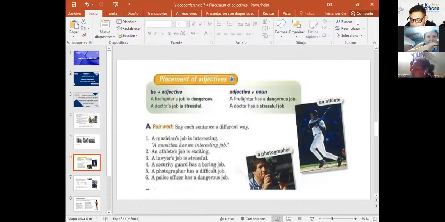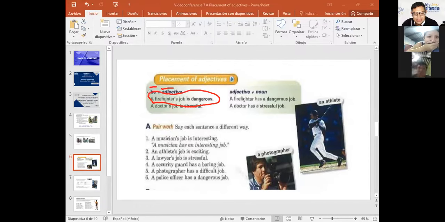Y tenemos acá una estructura gramatical que es el uso del be. Look at that, el verbo be, que es el verbo ser o estar. Cuando decimos I am, you are, he is, she is, it is, we are, you are, and they are. Entonces tenemos aquí el verbo be más un adjetivo. Y vamos a utilizar como una profesión. A firefighter's job is dangerous. Nos está diciendo que el trabajo de un bombero es peligroso.